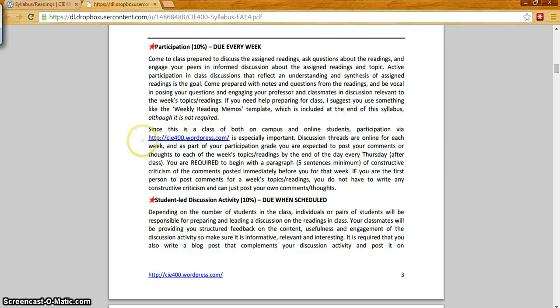I also want to highlight that since this is a class of both on-campus and online students, participation using our website is especially important. I've already got discussion threads online for each week, and you know already that as part of your participation grade, you're expected to post comments or thoughts to each of the week's topics or readings by the end of the day every Thursday after class.